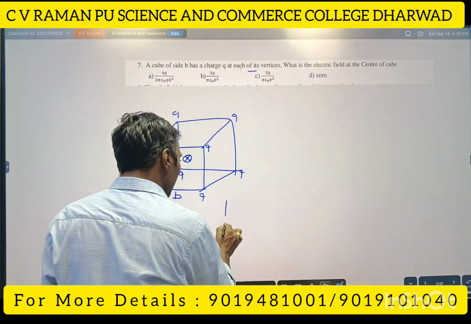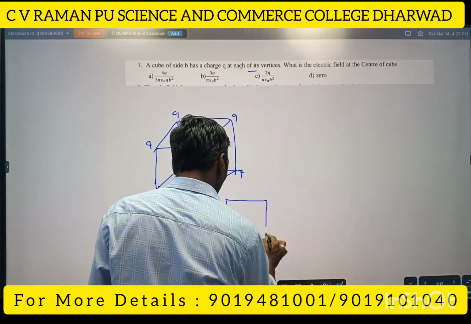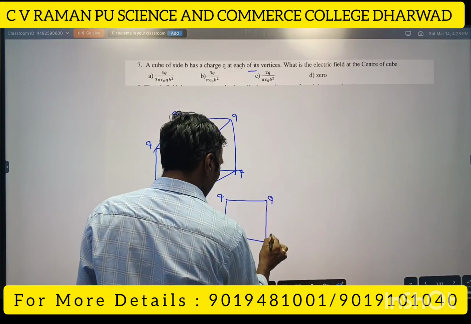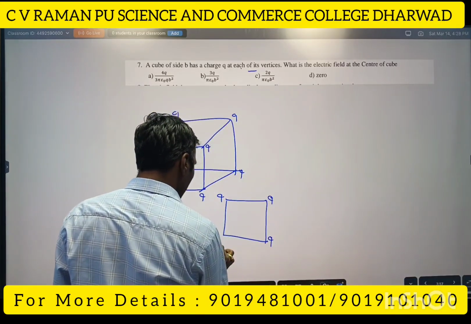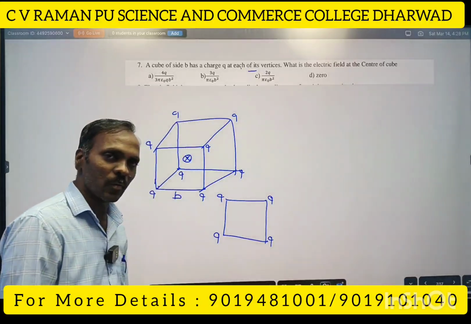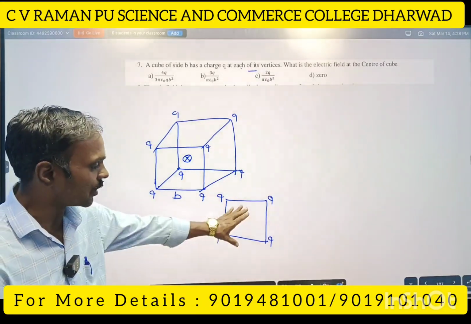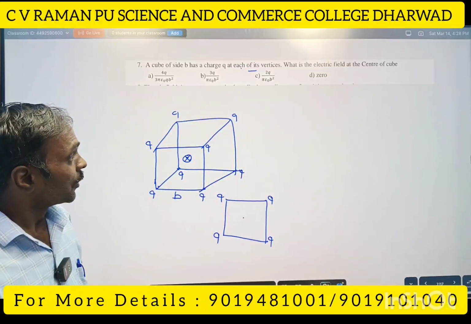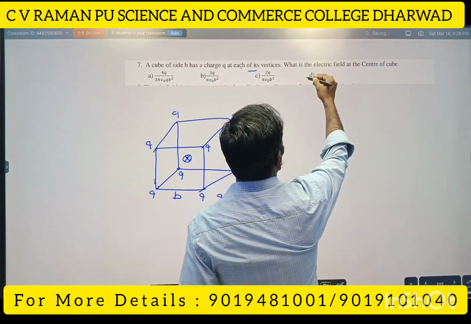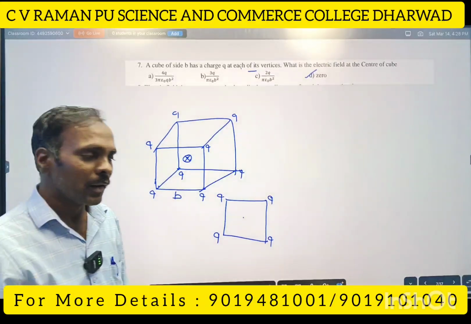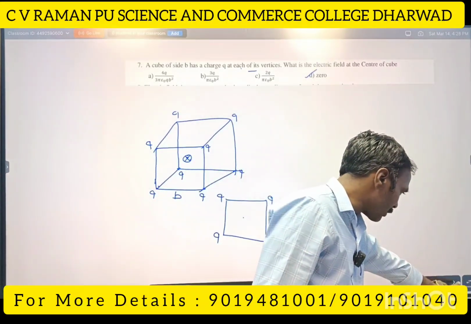Similarly, if I consider a square and charge q is placed at the 4 corners of the square, then what will be the electric field at the center? 0, because here also we have symmetry. Okay, so which option is correct in this question? Option D is the correct answer. Now let us solve the next question.